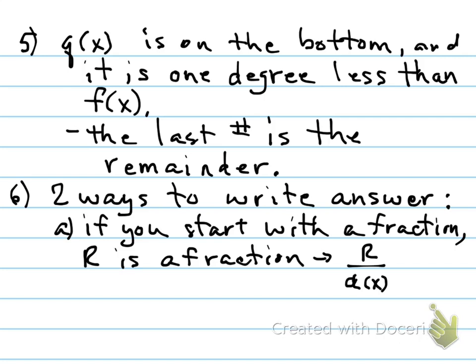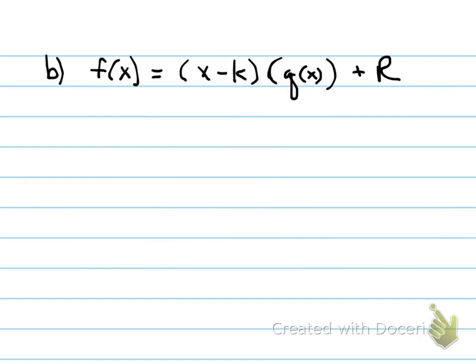So if you start with a fraction, then what's written as a fraction? The r, the remainder. Not the whole thing, but just the remainder. But then the other times, they're going to ask you for this format, where you just put your x minus k in parentheses, your quotient in parentheses, and then put the plus r at the end. So those are your two formats. So let's look at some examples. Again, it takes a lot longer to explain this than it does to do this.